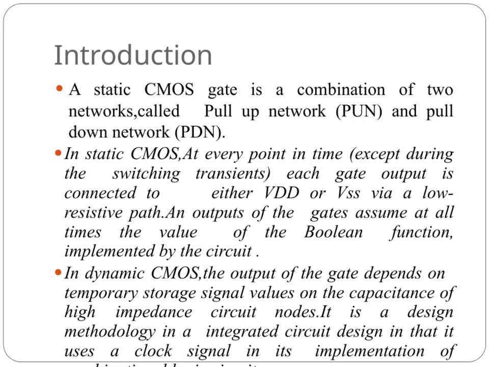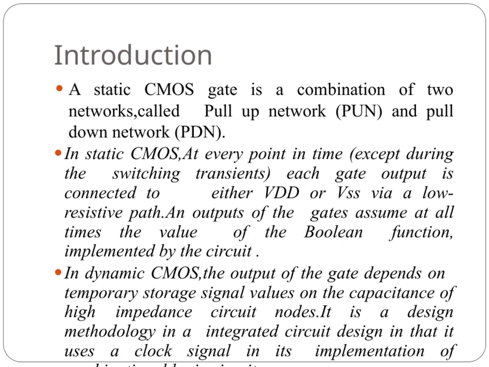Let's talk about static CMOS gates. They are made up of two main parts: the pull-up network, or PUN, and the pull-down network, known as PDN. In static CMOS, the output of the gate is always connected to either the supply voltage VDD or ground VSS through a low resistance path. This means the output reliably represents the Boolean function of the circuit at all times, except during switching transitions.